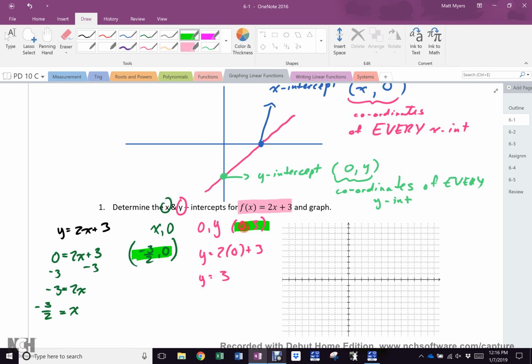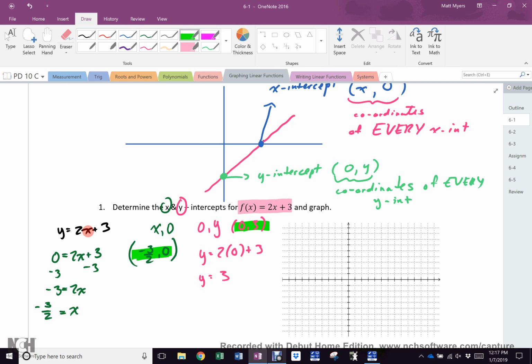1 second, Preston. Well, I have a question. I have an answer. Okay, I don't get how you got y equals 2 bracket 0 bracket plus 3. Why? 0 is an x value because it's the first thing. That's an x. So I put 0 for it.